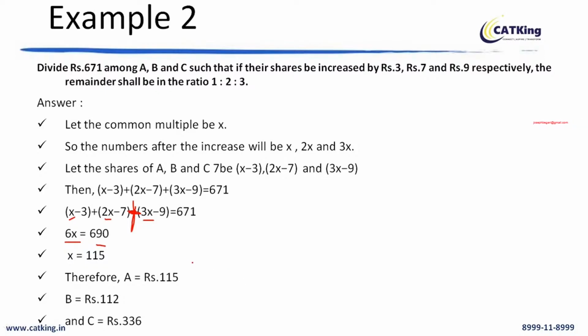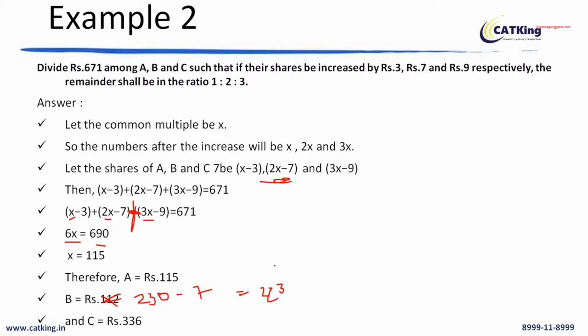Alright, okay, I think there's some mistake here. B is not going to be equal to 112, I think there's some printing mistake. So B is basically 2x, so 2x will be equal to 230. Correct, it will be 230. Now B is 2x minus 7, so you subtract 230 minus 7 and you will get 223.